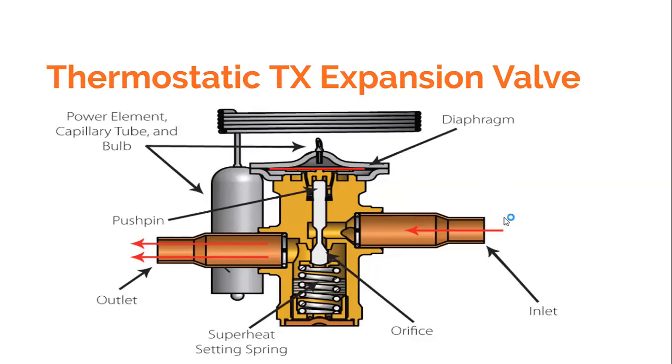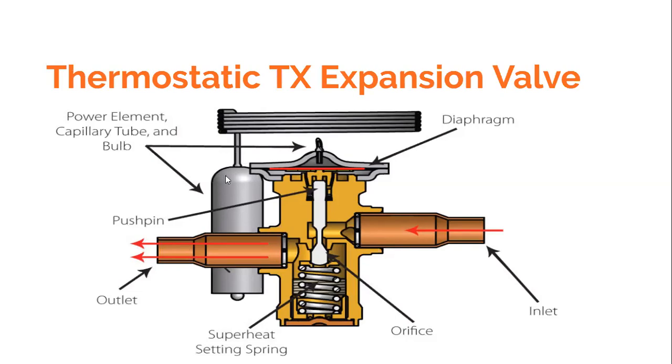So this is the inlet, meaning the inlet from the condenser, and this is the outlet, which is nothing but the suction line of the evaporator. On the suction line of the evaporator, you find the feeler bulb connected. And how is it connected? By using the capillary tube.